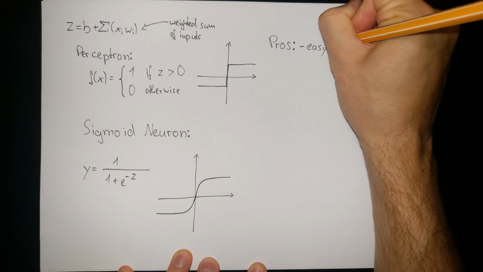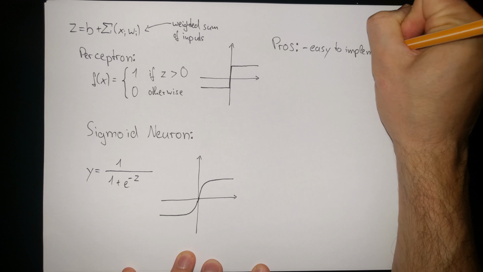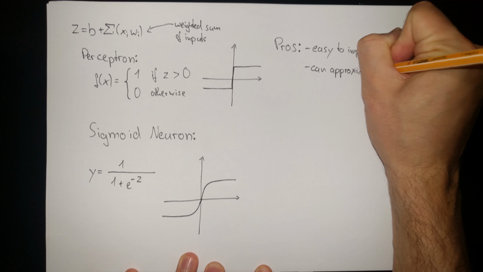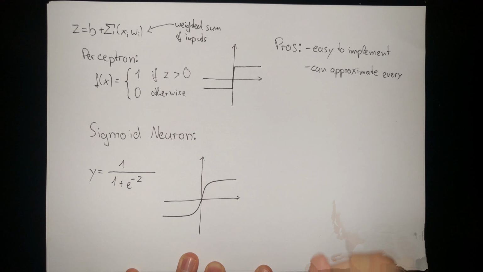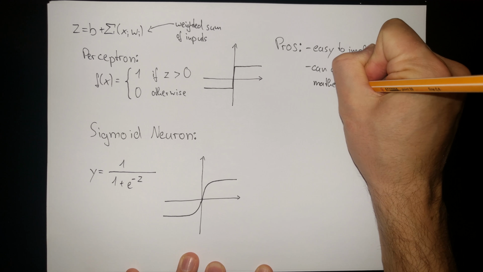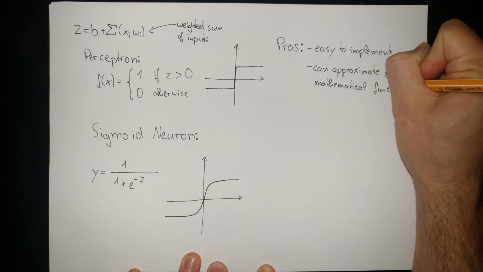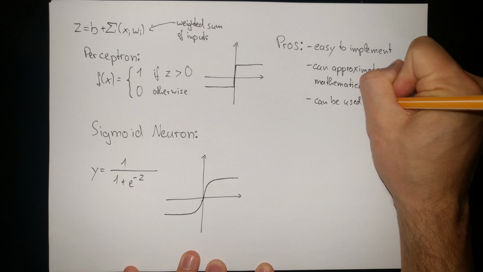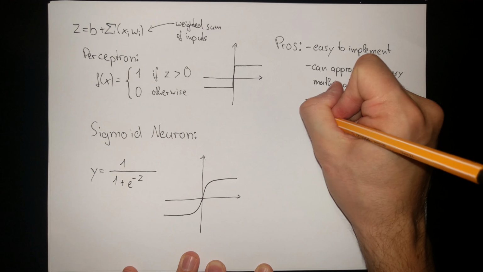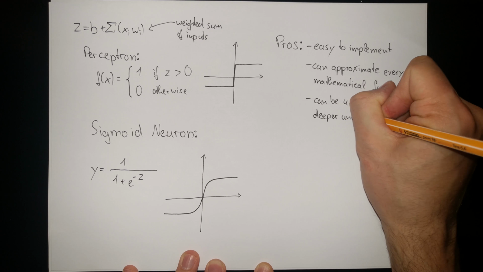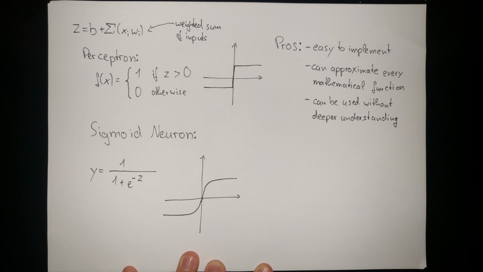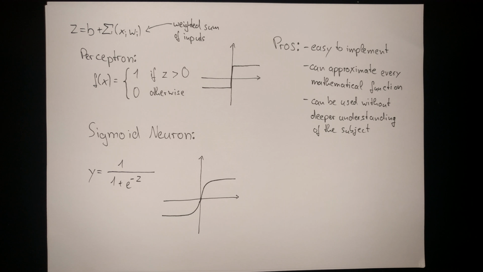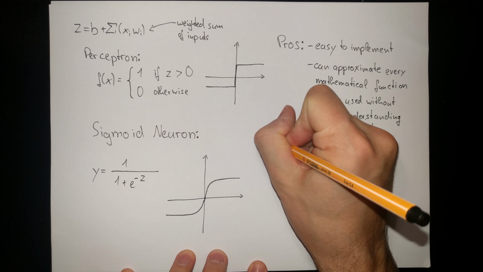First pro is, of course, it's easy to use. I think we can agree that it's not that hard to implement in code. Another plus point is that it can approximate any mathematical function to the wanted degree. As we said earlier, it's in principle only a huge mathematical function that we have here. Furthermore, it can be used without much knowledge of the underlying problem, as you might have heard in the media. Many people apply these sorts of techniques to almost any problem, and it works if you have enough data.